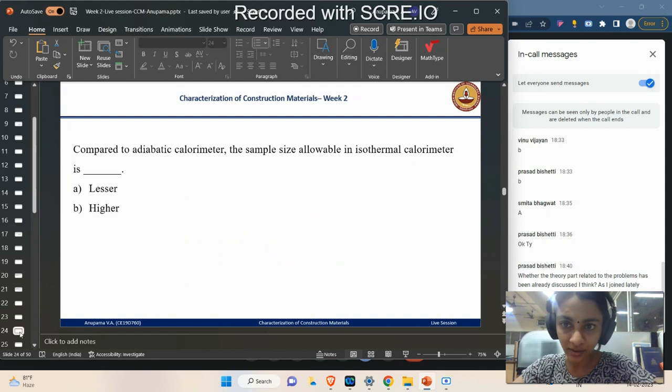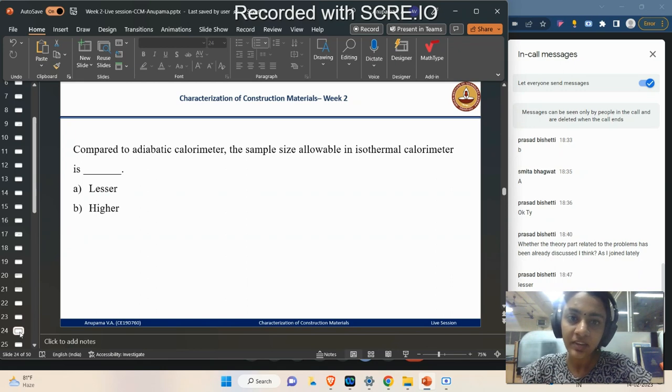Compared to the adiabatic calorimeter, the sample size allowable in isothermal calorimeter is lesser or higher. So this is one another characteristic of isothermal calorimeter. This is about the sample size. So sample size in isothermal calorimeter is lesser than the sample size in the adiabatic calorimeter, or it is higher than the adiabatic calorimeter. Okay, Prasad goes with lesser. Is there anyone else? What about others?